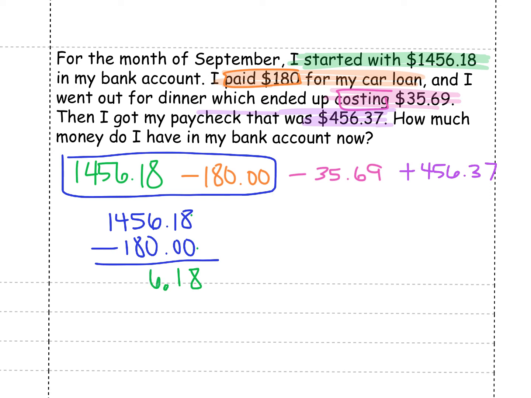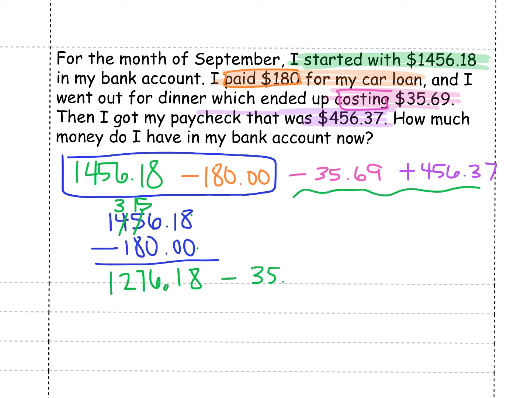5 minus 8 I can't do, so I'm going to borrow from my 4, make it a 3. And 5 becomes 15. The bigger bottom, better borrow. 15 minus 8 is 7. 3 minus 1 is 2. 1 minus nothing is 1. So I'm now here, and I'm going to recopy the rest of my problem.